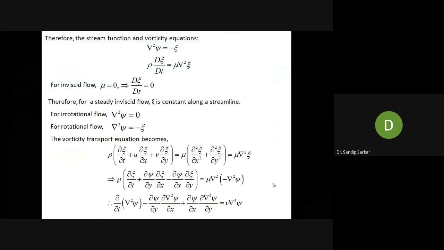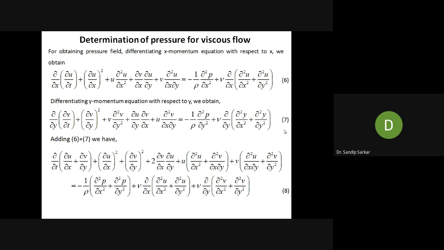Very good question. Shivnath asked, how can we get the pressure field? That is the next topic: determination of the pressure for viscous flow. We can easily obtain the pressure field once we obtain the stream function and vorticity field. That means if we have the stream function and vorticity field with us, we can obtain the pressure field.